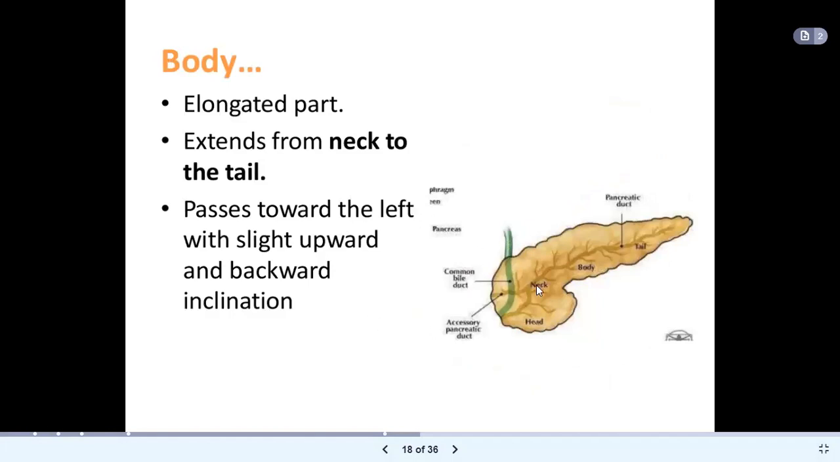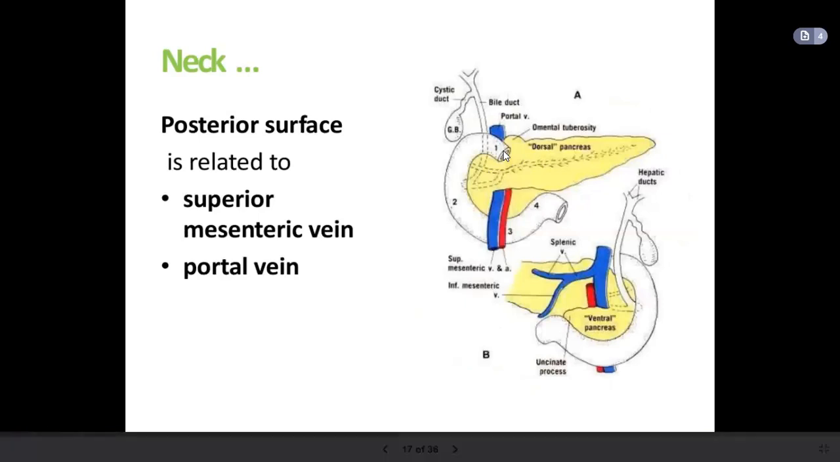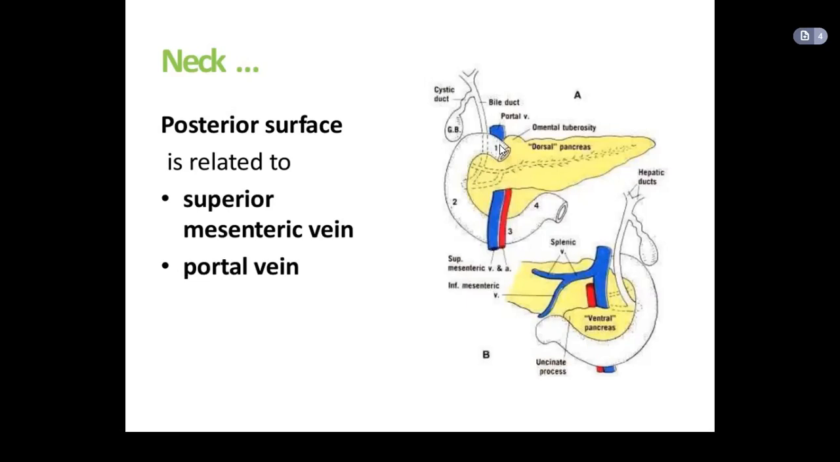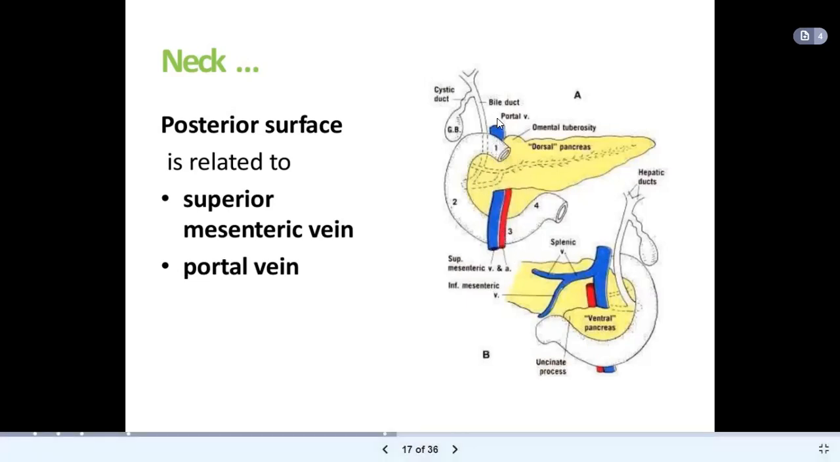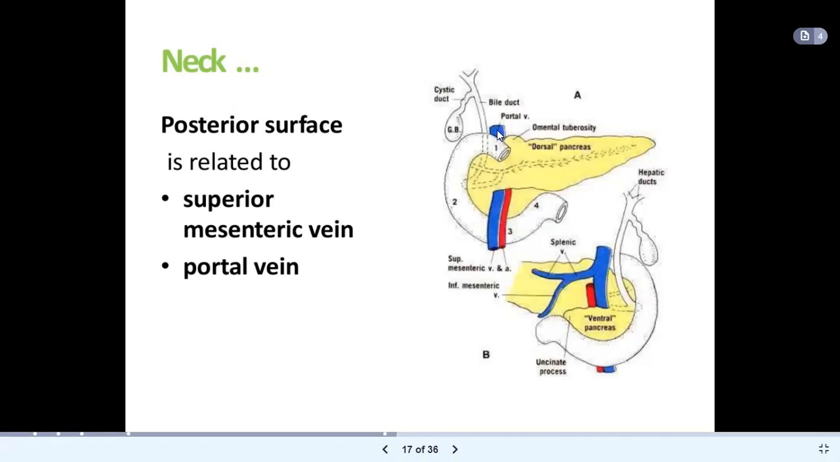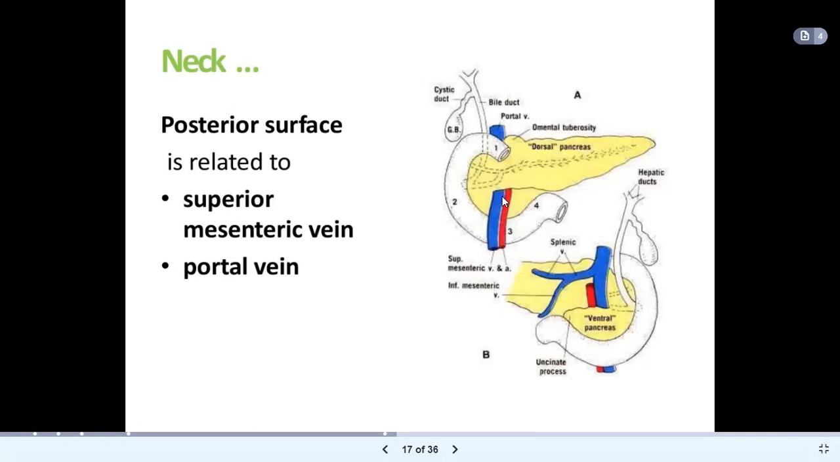The posterior surface of the neck of the pancreas is non-peritoneal. It presents a shallow groove which comprises the superior mesenteric vein. You can see here, this is the superior mesenteric vein, posterior aspect. In the lower part you have the superior mesenteric vein, and in the upper part, the trunk of the portal vein.